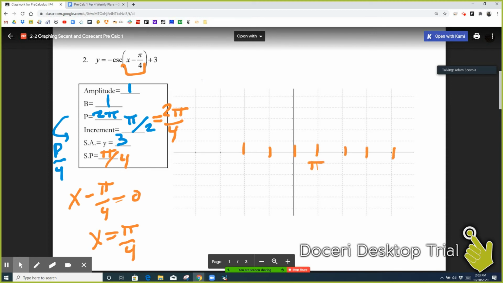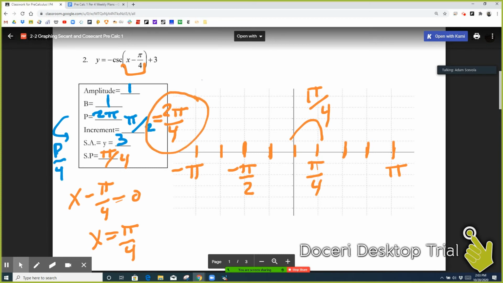So this could be pi over 4. This would be 2 pi over 4, 3 pi over 4, 4 pi over 4, which is pi. And this would be negative pi over 4, negative 2 pi over 4, which is negative pi over 2, negative 3 pi over 4, negative 4 pi over 4, which is negative pi. So every distance between my tick marks is going to be pi over 4, which means since my increment is 2 pi over 4, I'm going to plot a point every 2 dots. Now I'm just placing those randomly right now, just so you can see how I do this.